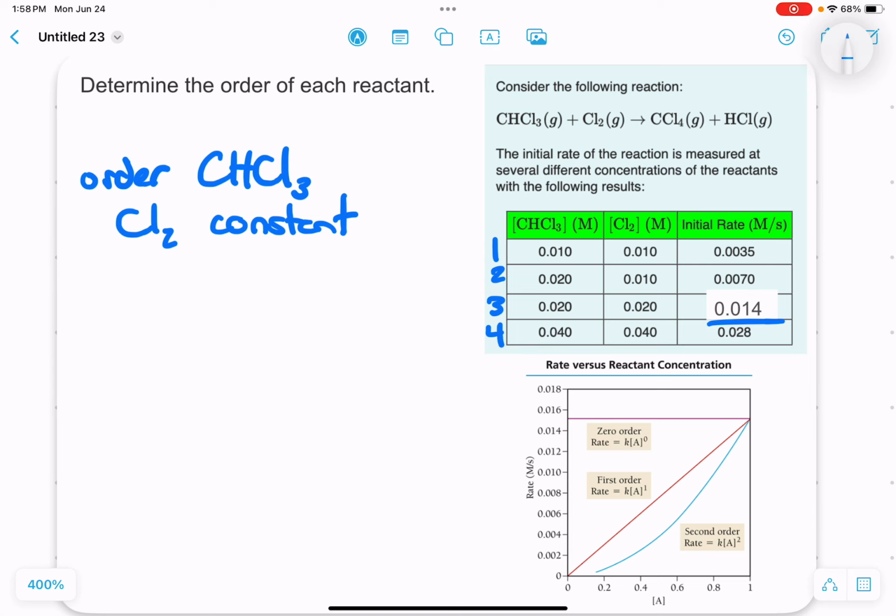Since Cl2 is held constant, we're going to use trials 1 and 2. Cl2 stays constant, and CHCl3 doubles. The rate also doubles. So if they do the same thing, that means the order is equal to 1. If the concentration doubled and the rate quadrupled, that would be second order. If the concentration doubled and the rate stayed the same, not just doubled but didn't change at all, that would be 0 order.